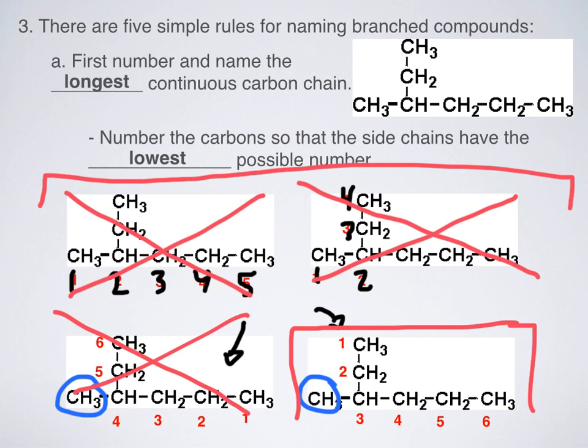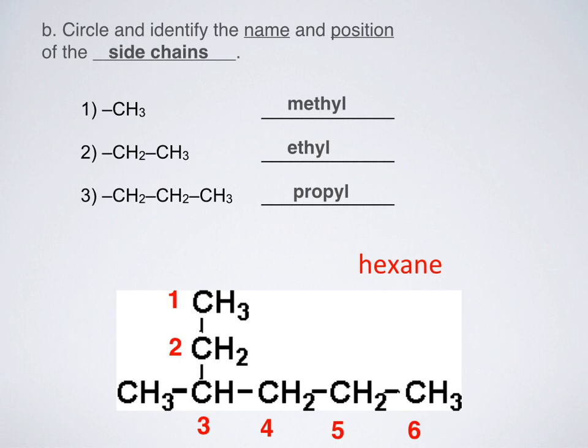Okay, so what do we call 6 carbons in a row like this? What do we call a continuous chain of 6 carbons? We call that hexane. So that's going to be my base for naming this compound. Now, the next important thing is that we want to circle and identify the name and position of any side chains.